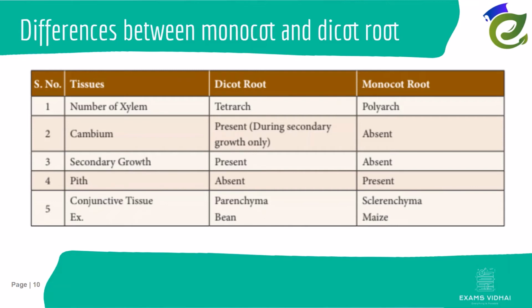The example for a dicot root is the root of a bean plant, and the example for a monocot root is the root of a maize plant.